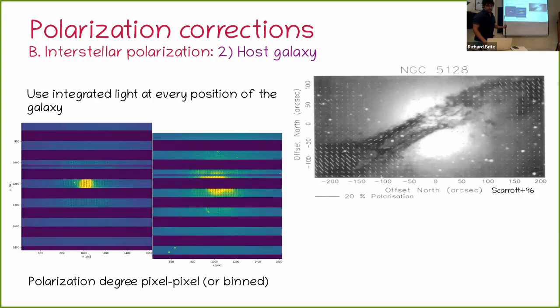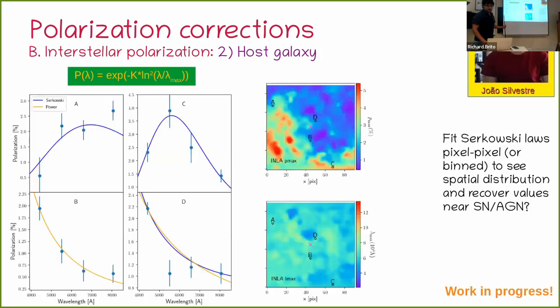And this is work in progress. We have 12 host galaxies, and this is work done by Joao Silvestre. Here is some preliminary result where you can see, for example, different positions of the galaxy, right? And you can calculate the polarization from that integrated light as a function of wavelength for those 4 positions. And you can see they follow a stochastic law, which is the law that we expect from the dust.